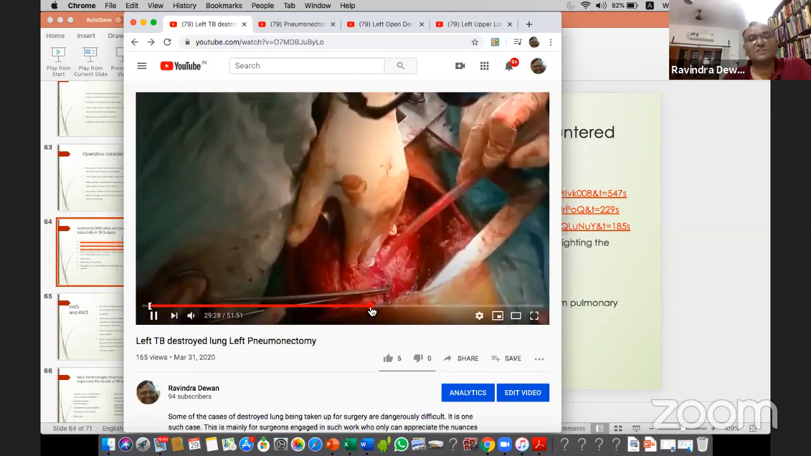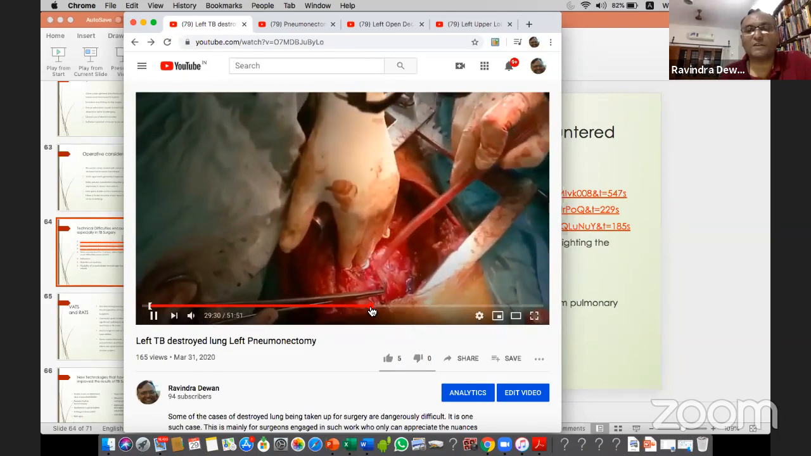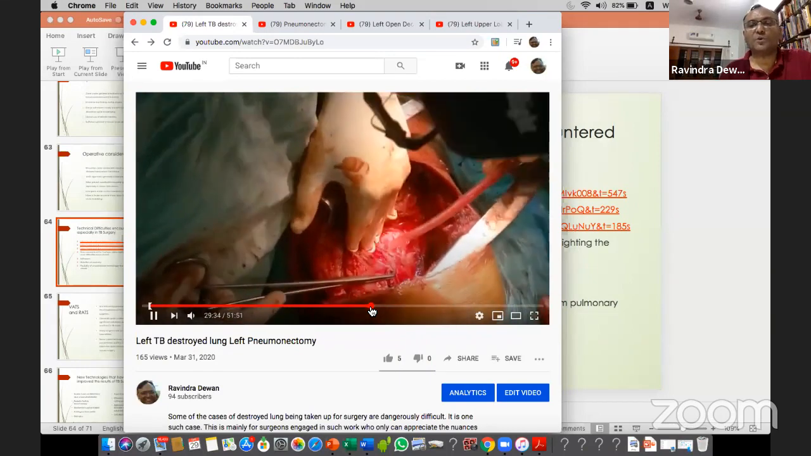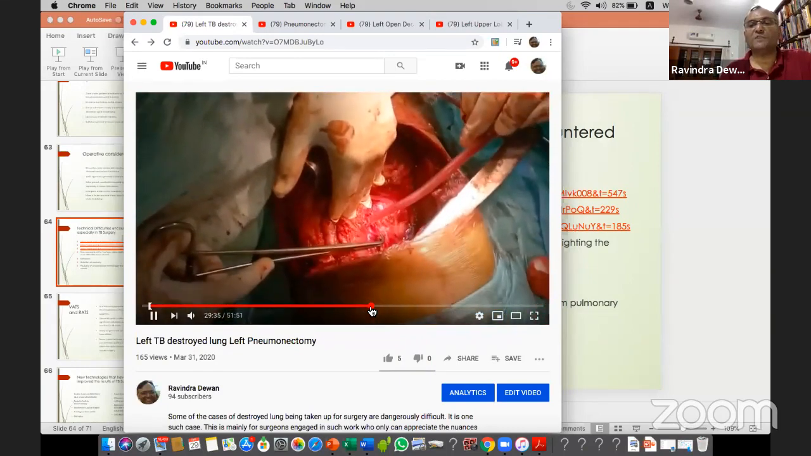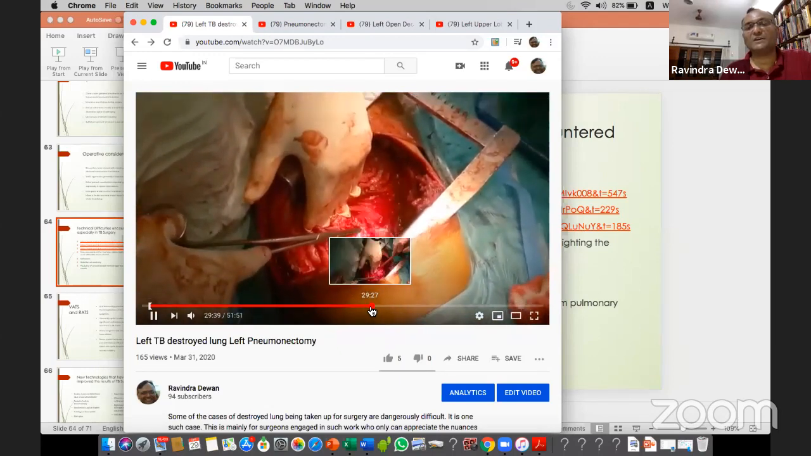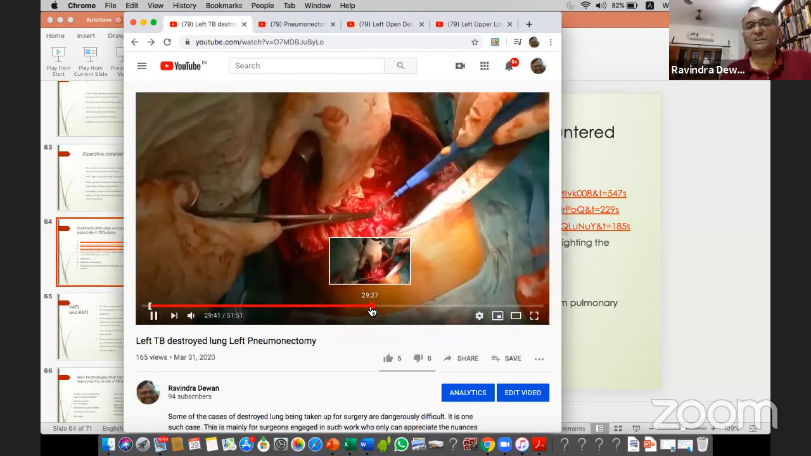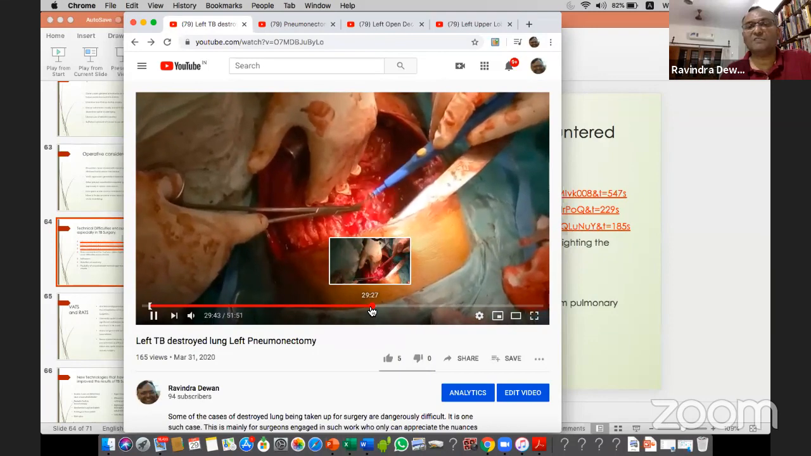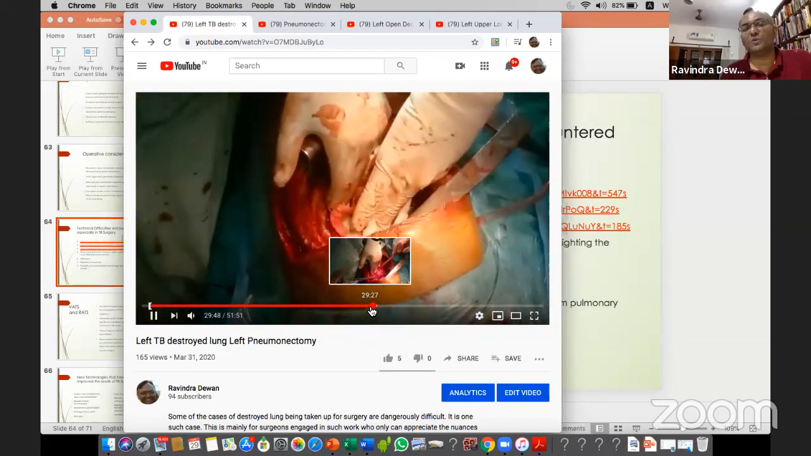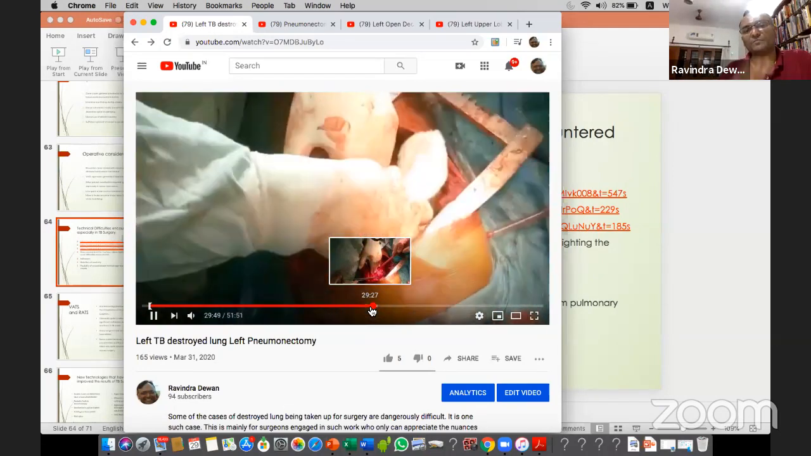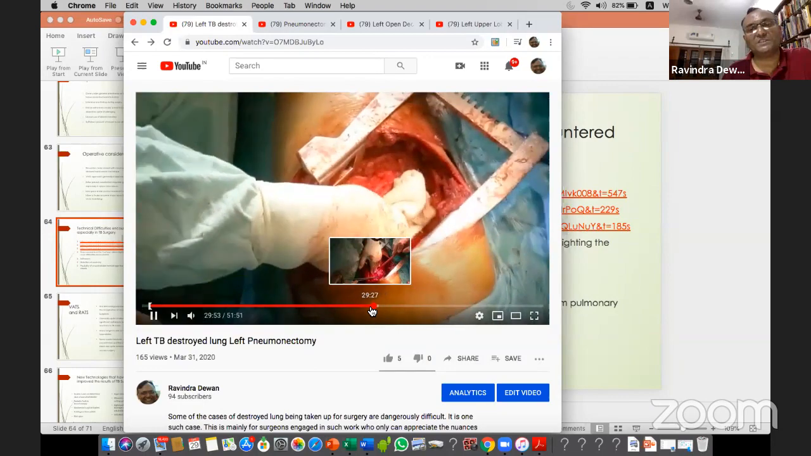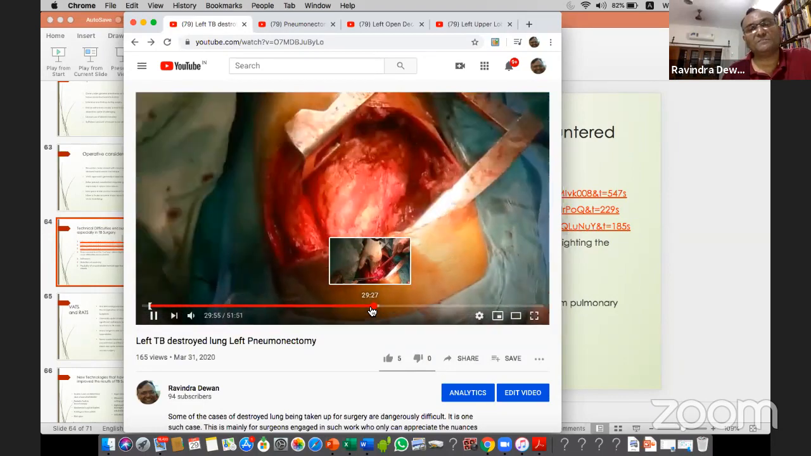One of the tricks I say is that even if you are doing a right upper lobectomy or pneumonectomy or lower lobectomy, the most important thing is to take control of the inferior pulmonary vein first. Don't divide the inferior pulmonary vein first. Then take control of the pulmonary artery, divide it between ligatures, then divide the inferior pulmonary vein, then divide the superior pulmonary vein, and then go to the bronchus. This kind of sequence is maintained, at least in the beginning when you're not sufficiently experienced. This makes for the safest surgery.